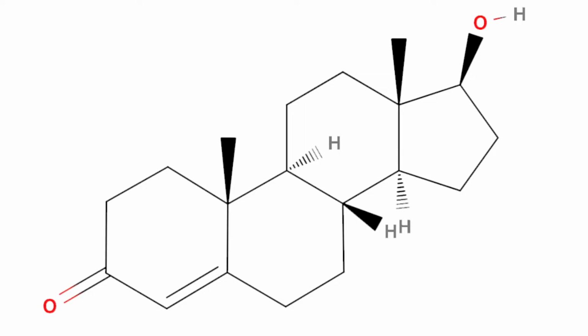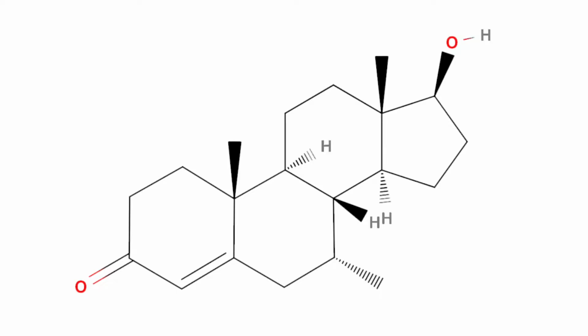Thirdly, adding a methyl group at carbon position 7 significantly increases binding affinity, so let's add one in there. Fourthly, removing the C19, which is carbon 19 position methyl group, significantly increases binding affinity again, so let's remove that one. That one is out of here. Let's get rid of it.